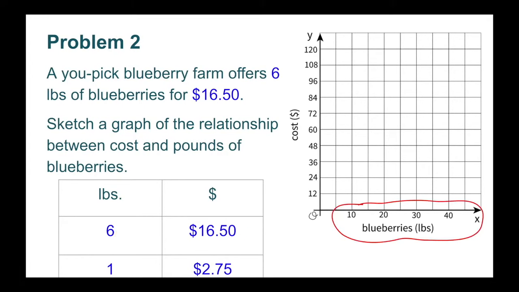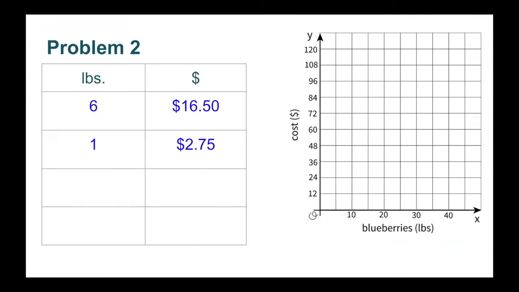The pounds for blueberries on the graph, 0, 10, 20, 30, 40, don't jive very well with the pounds that I have in my table. So I'm going to need to change my table a bit. 10 pounds of blueberries and 40 pounds of blueberries. 1 pound times 10 equals 10 pounds. Since I multiplied the pounds times 10, I need to multiply the dollars times 10. So $2.75 times 10 equals $27.50. 10 pounds of blueberries for $27.50.